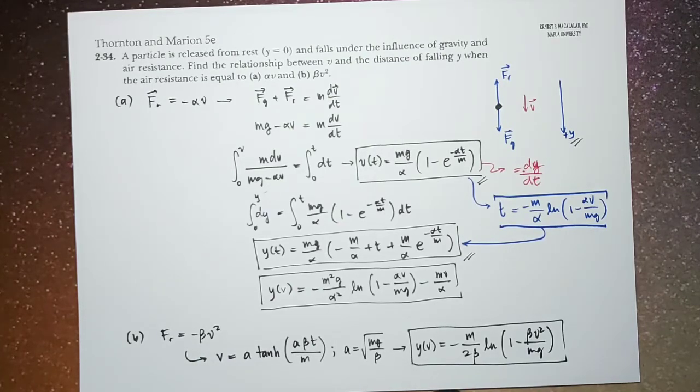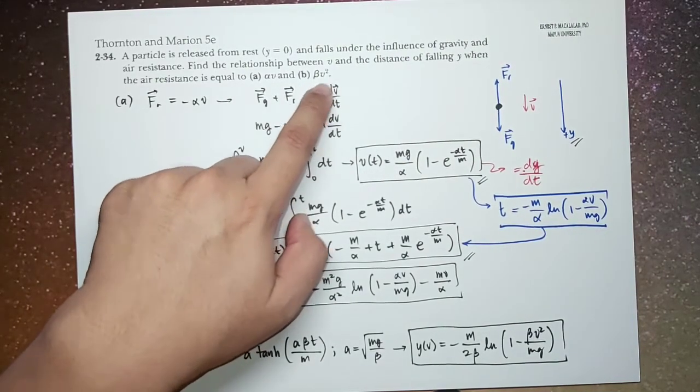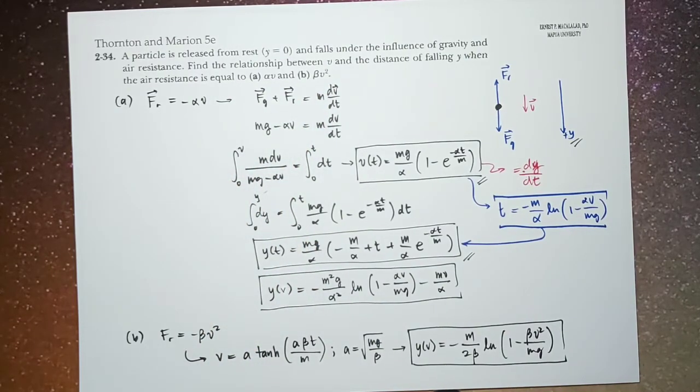You notice that for air resistance that is a bit more complicated, like beta v squared, the velocity or the position function will have a much different form. That's it. That's your solution to problem 2.34.